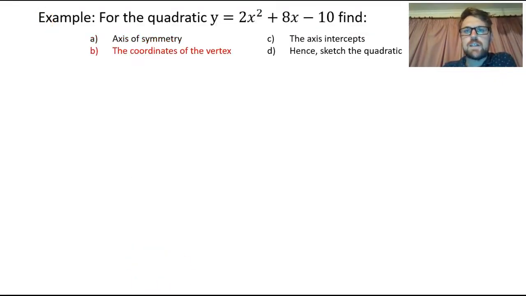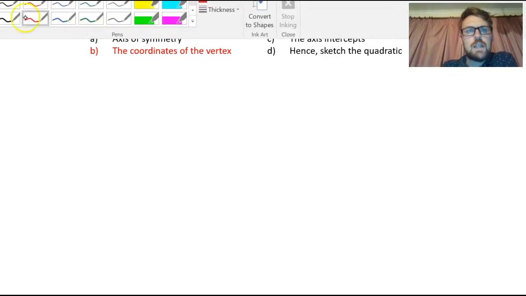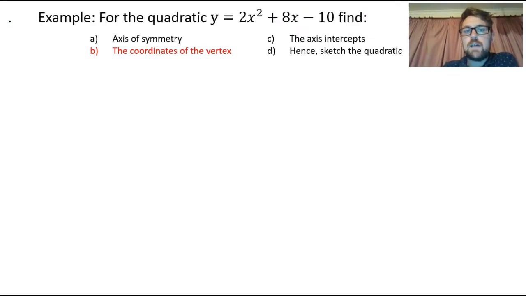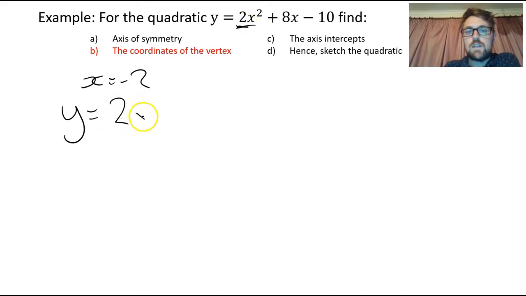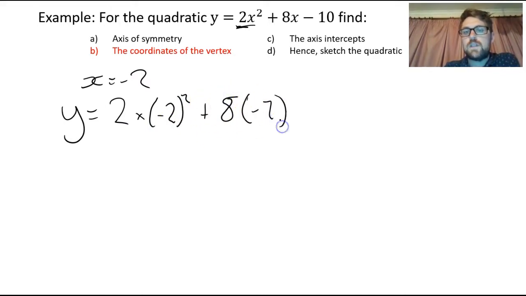And let's just open up a new page. If I want to find out my y-coordinate, I have to substitute into this equation x equals minus 2. So I'm going to write y equals 2, that's this one here, times minus 2 squared plus 8 times minus 2 minus 10.